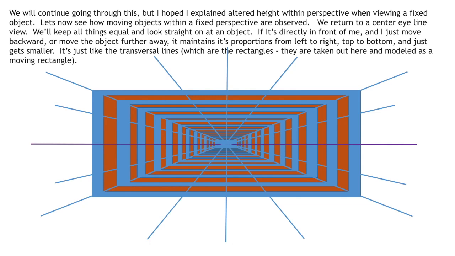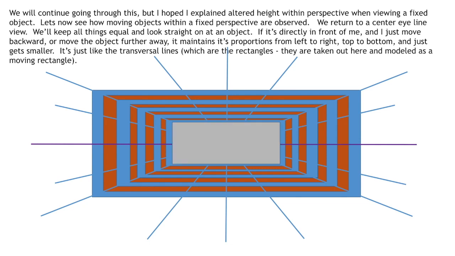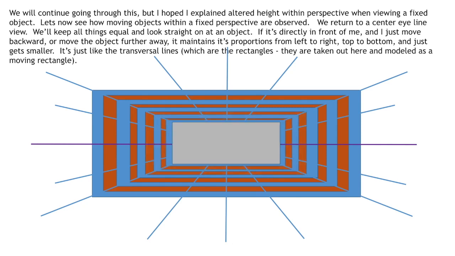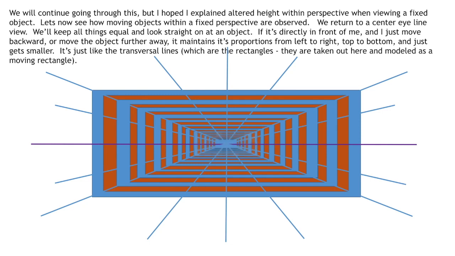It's just like if I put transversal lines, which are rectangles, and I pulled them out, and they are taken out and just modeled as if they are moving rectangles. So you can kind of see the effect here. It's getting closer, they're getting closer. They're all in proportion to one another. They're getting further, all in proportion.